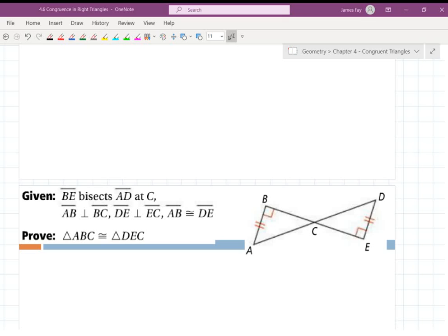The chapter review is open. So you can work on that and you can work on 4.6.